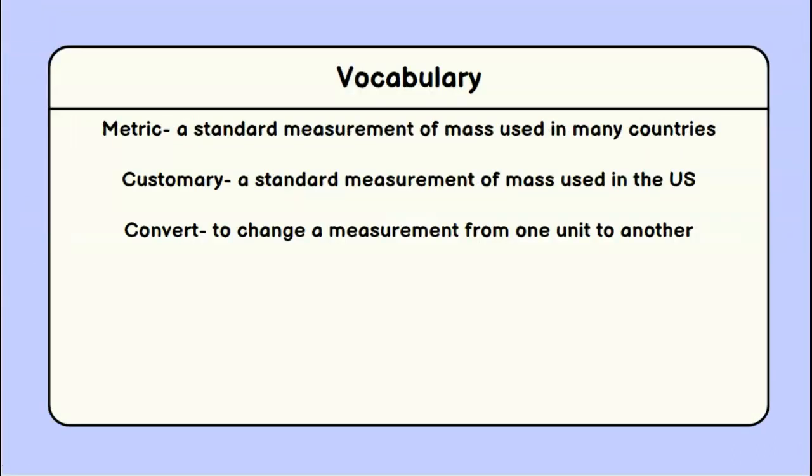Vocabulary for this lesson. First, metric is a standard measurement of mass used in many countries. Customary is the standard measurement of mass used in the United States. And converting is the act of changing a measurement from one unit to another unit.